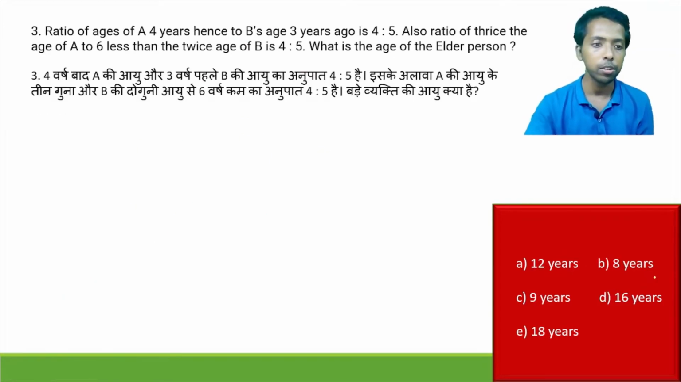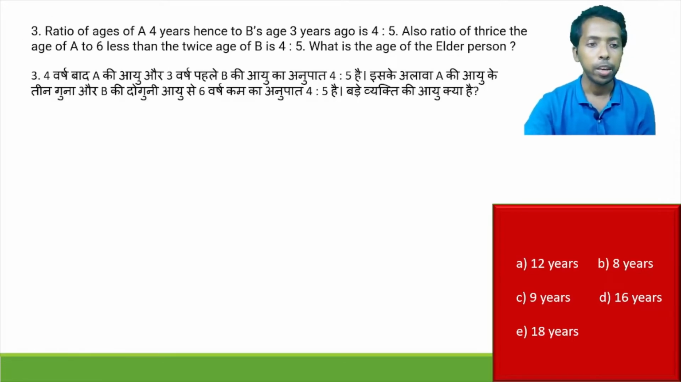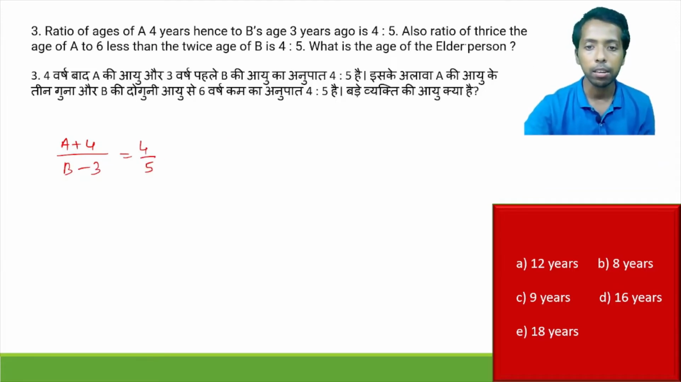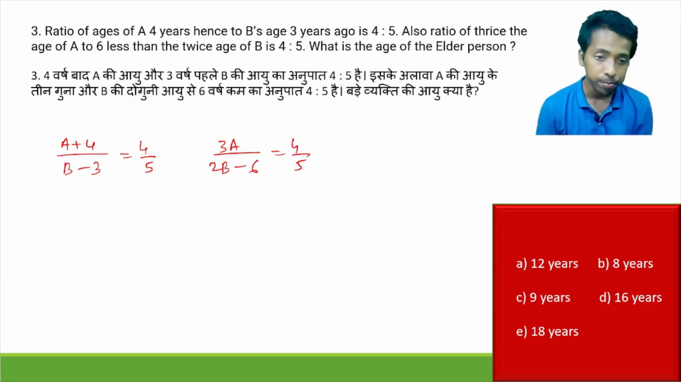Moving to the next one, question number 3 on your screen. Read it. Okay. The ratio of the age of A 4 years hence and B 3 years ago is given as 4 by 5, right? Also, the ratio of thrice the age of A and 6 less than twice the age of B is 4 by 5, right? Solve it and tell me the correct answer here.